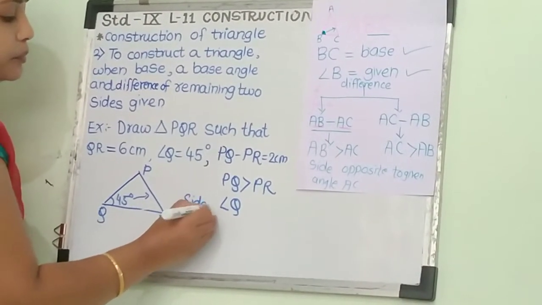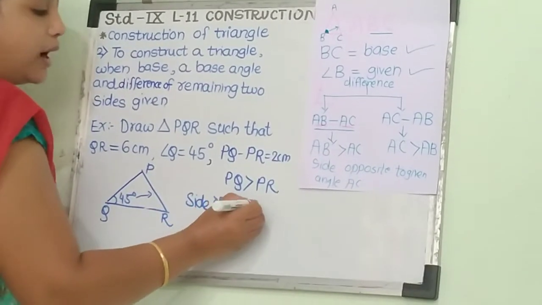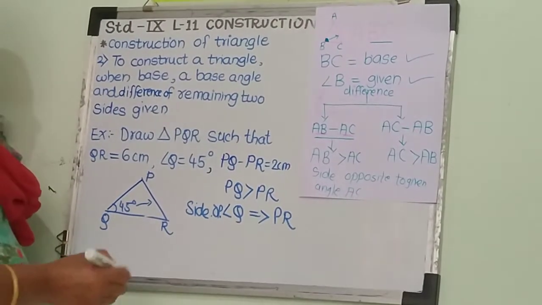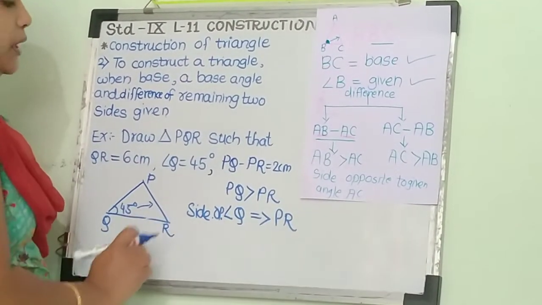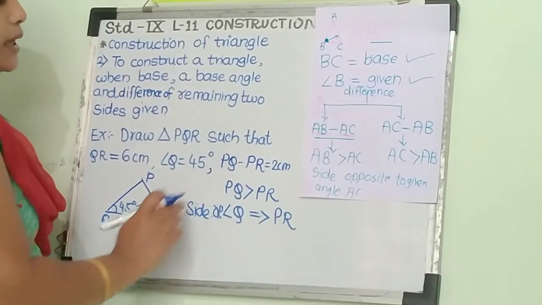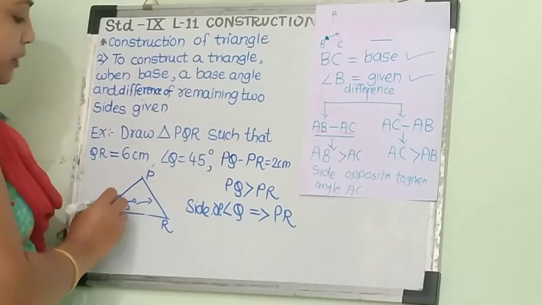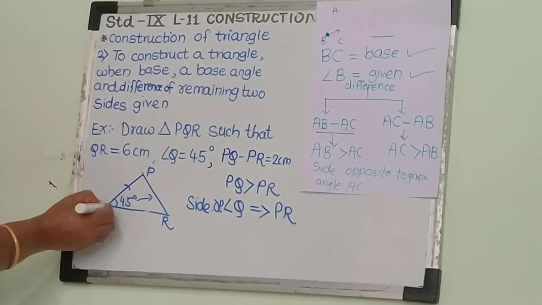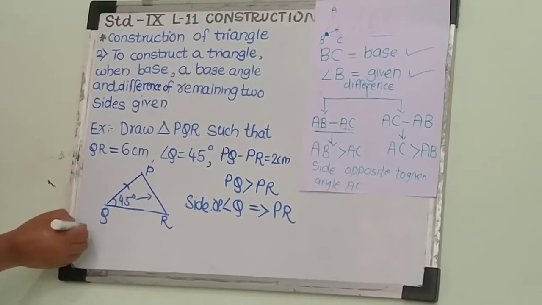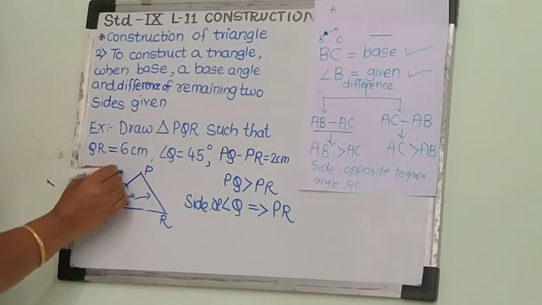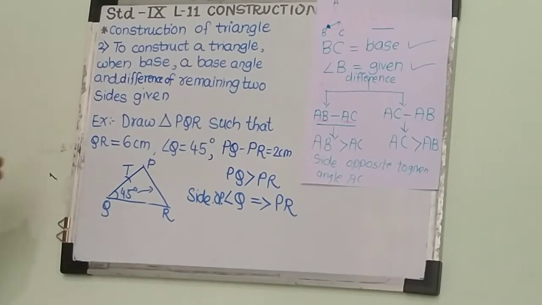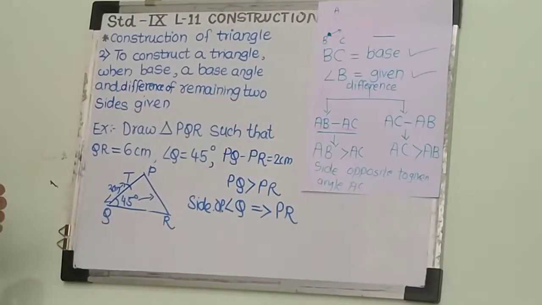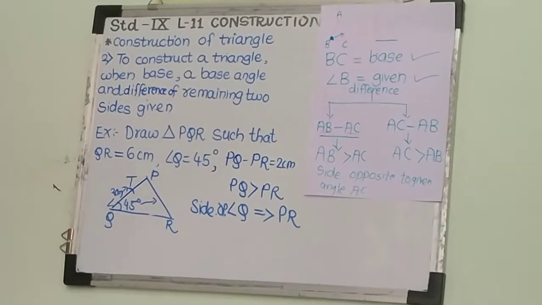The side opposite to angle Q is PR. But here PQ is greater than PR. So we have to draw the difference on the arm of the 45 degree angle, or we can say on the side PQ. So here the point T will occur, which is the given difference. So let us start how to construct.